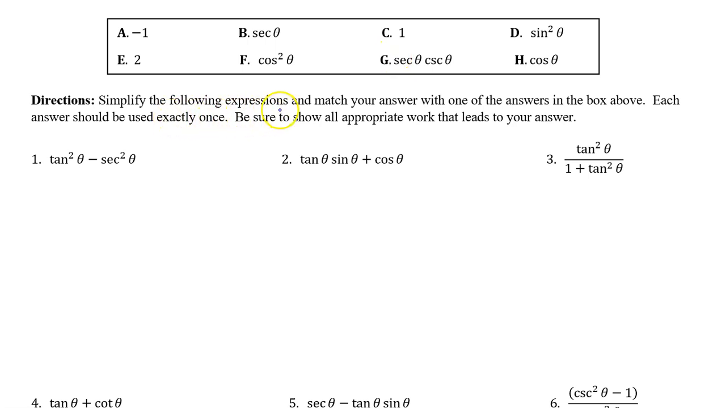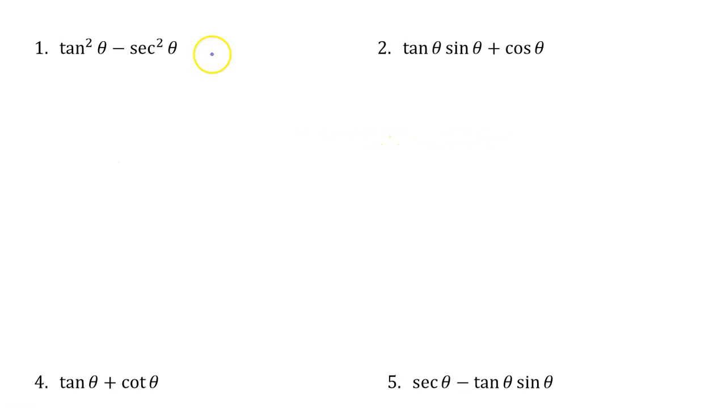Simplify the following expressions and match your answer with one of the answers in the box above. Each answer should be used exactly once. Be sure to show all appropriate work that leads to your answer. There is more than one way to simplify a trig expression, and our number one strategy is to rewrite everything in terms of sine and cosine.